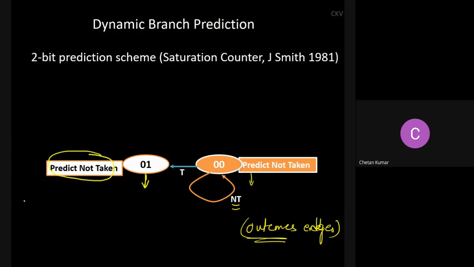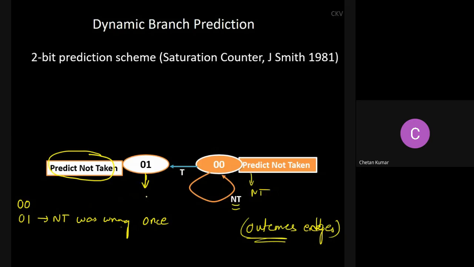So now 0, 0 indicates that my predictions were correct with respect to not taken, but now 0, 1 will indicate that my prediction of not taken was wrong once. So that is what this 0, 1 state means. Now let us say you are in this state and the prediction has come true, meaning your outcome is also not taken.